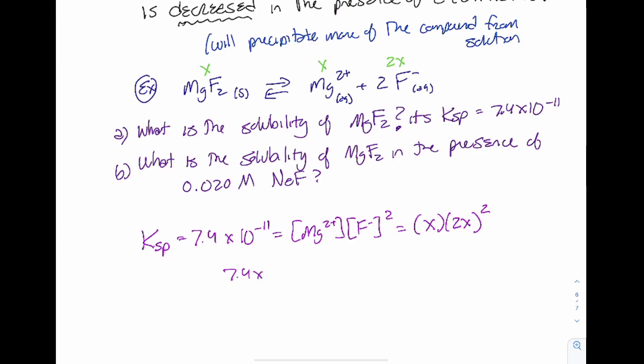So then working through the problem, I have 4x cubed. I'm grabbing my calculator. And I get that x is 2.6 times 10 to the negative fourth, and x is representing my molar solubility, so I'm going to put a capital M for molarity at the end of it.